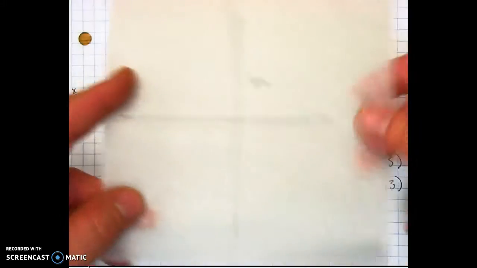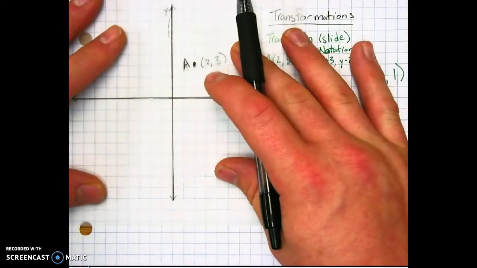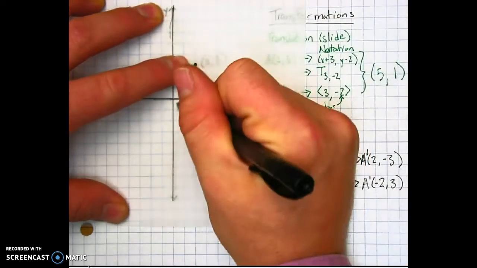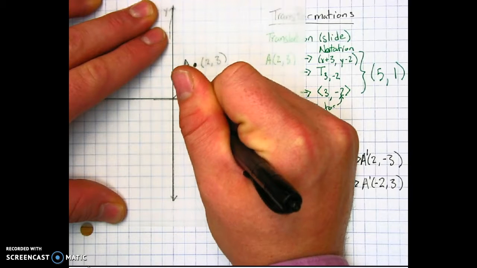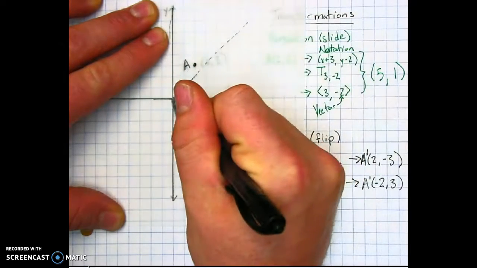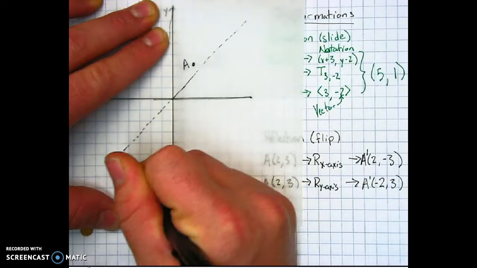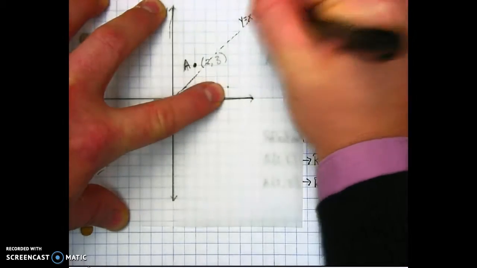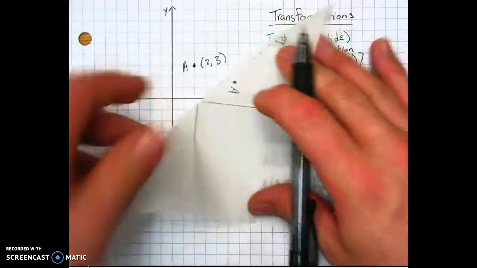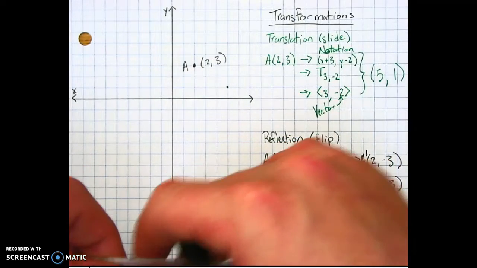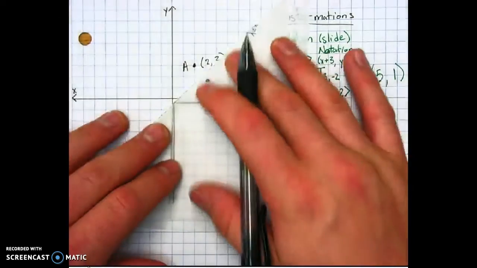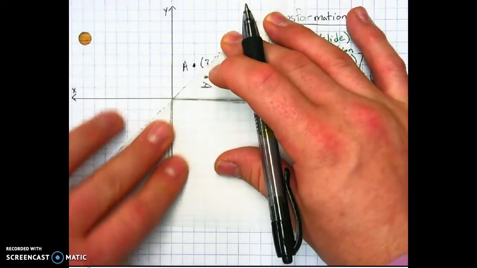Our next reflection is going to be over the lines y equals x and y equals negative x. If you take a look, y equals x is a line with a slope of 1 that goes through the origin. So it would look something like this. Slope of positive 1, goes through the origin. This is y equals x. If we reflect over this line, similar to everything else, we get the point 3, 2.